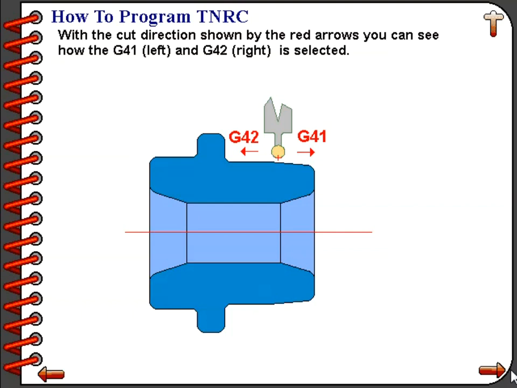Here we can see that if the tool were used as a normal turning operation, cutting from the front of the part towards the back, we would use G42 as the tool would be on the right of the programmed path while looking in the direction of cut. If the tool were coming from the back of the part towards the front, we would be in a G41 situation, as the tool would be on the left of the programmed path.